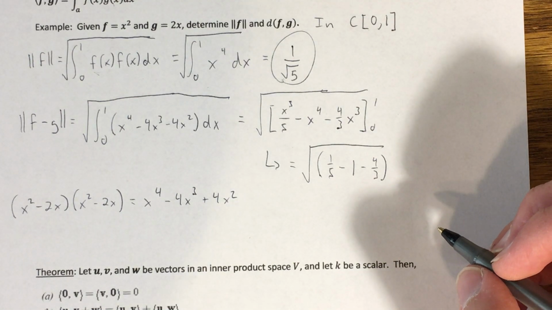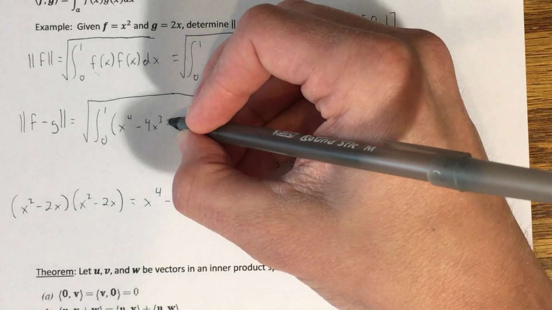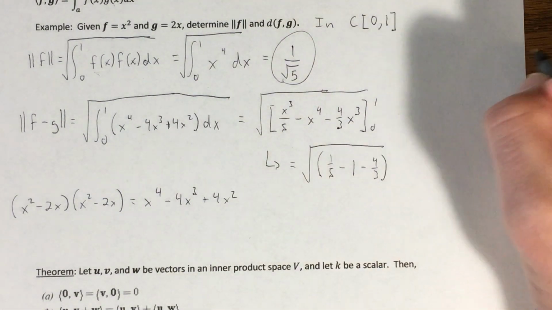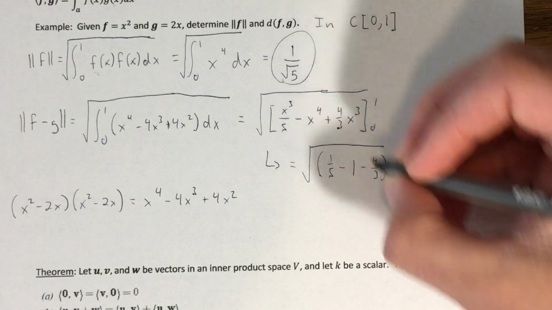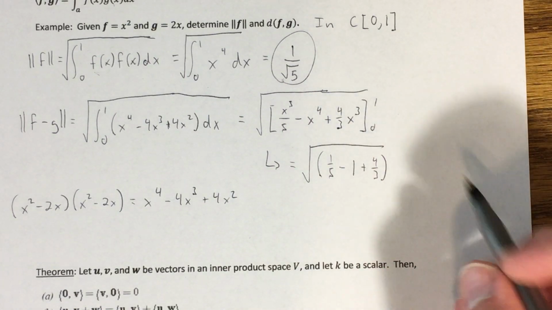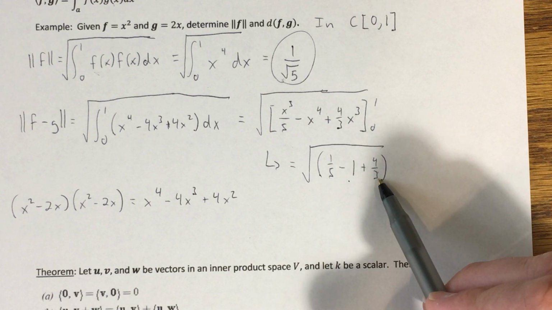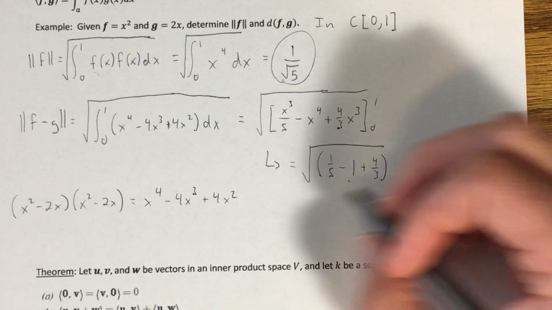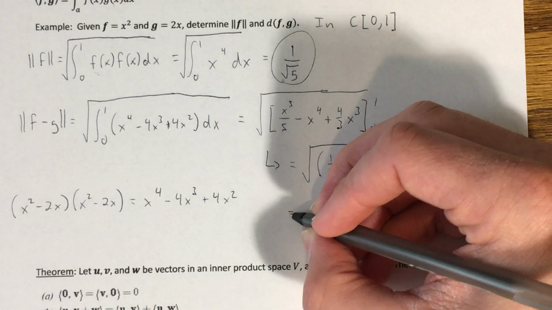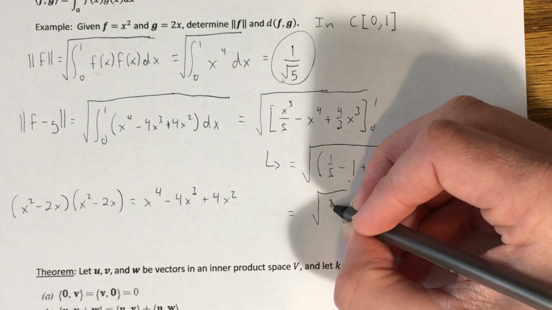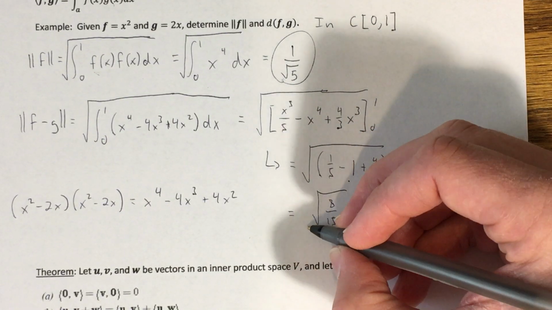Oh, I think, sorry, I made a mistake here. This should have been a plus. I don't know why I made that a minus. This would be a plus as well. That would be a plus as well. So see, -1 plus 4/3 is 1/3. 1/3 plus 1/5 would be 8/15. So this becomes the square root of 8/15.